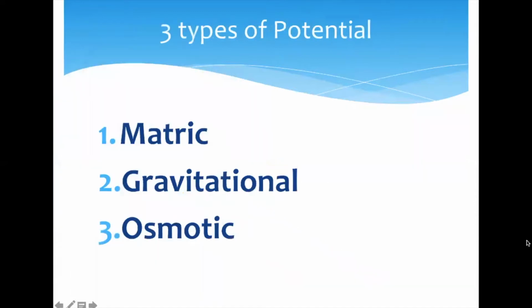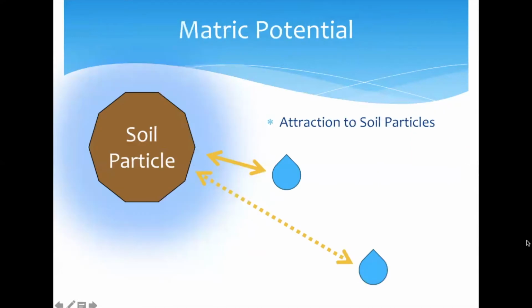Now we have three types of water potential that include matrix, gravitational, and osmotic. Now with the matrix potential, it has an attraction of soil particles. So this depends on how close the water droplets are to the soil particle and how attracted the particles are to each other. So here we have a water particle that is closer to the soil particle compared to a water particle that is further away. So which one is going to have more matrix potential? And the one closer is going to be strongly attached to that soil particle.